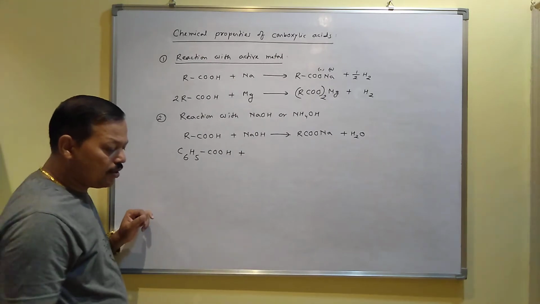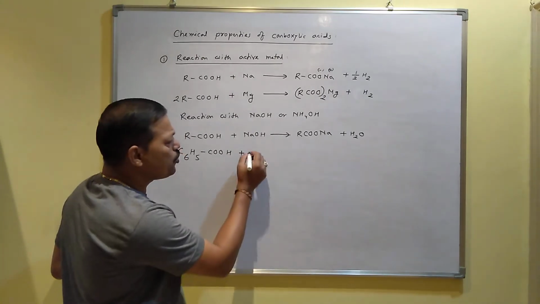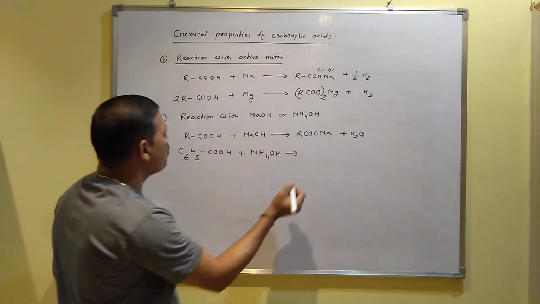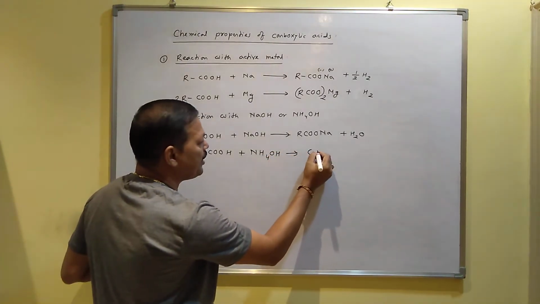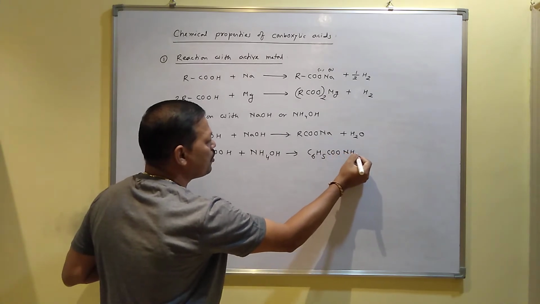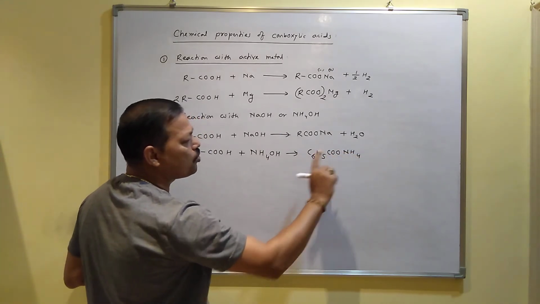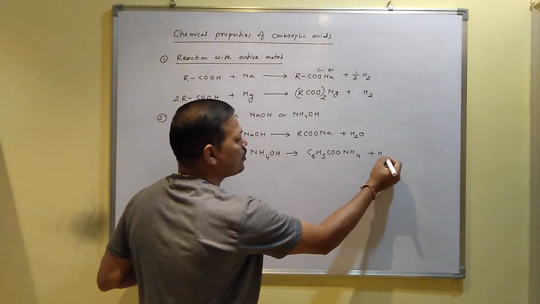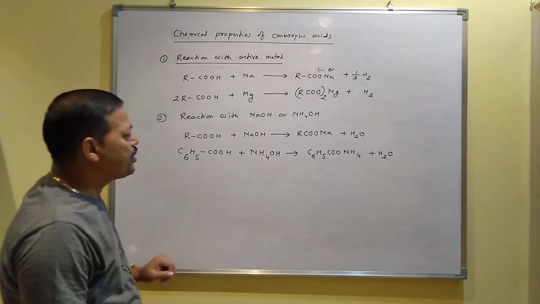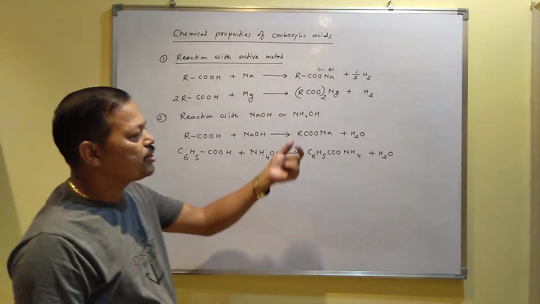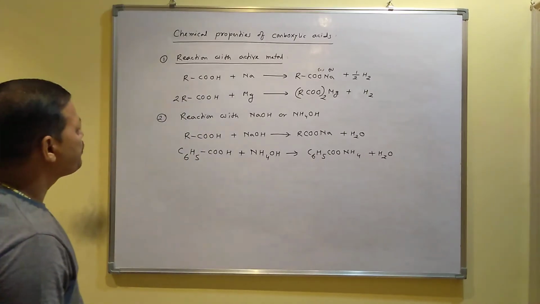When it reacts with your sodium hydroxide or ammonium hydroxide, then also it produces salt. The salt will be like this, C6H5COONH4, which is called the ammonium salt of benzoic acid, and the side product will be water. So any carboxylic acid you can take, ethanoic acid, methanoic acid, benzoic acid. When it reacts with base, it produces the salt and water.